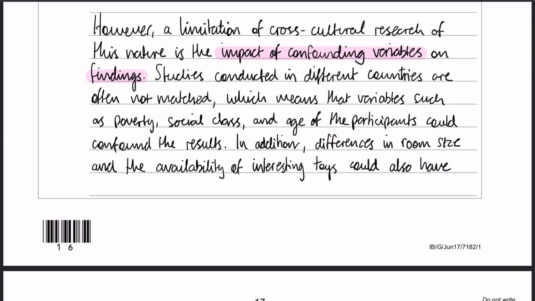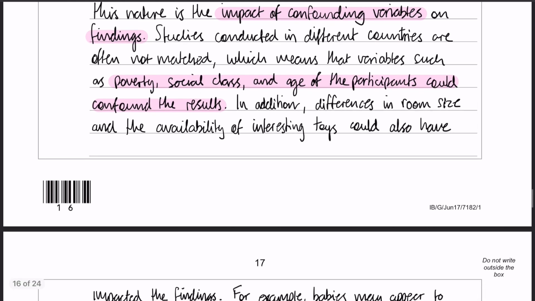The reason that that is the case is because when you conduct studies in different countries, they're often not matched, which means that variables like poverty or social class or even the age of participants can impact your results. On top of that, because the studies weren't matched, you've also got things like different room size or different types of toys that are being used. Some of them are perhaps a little bit more interesting than others, and both of those things are also going to have an impact on your findings.